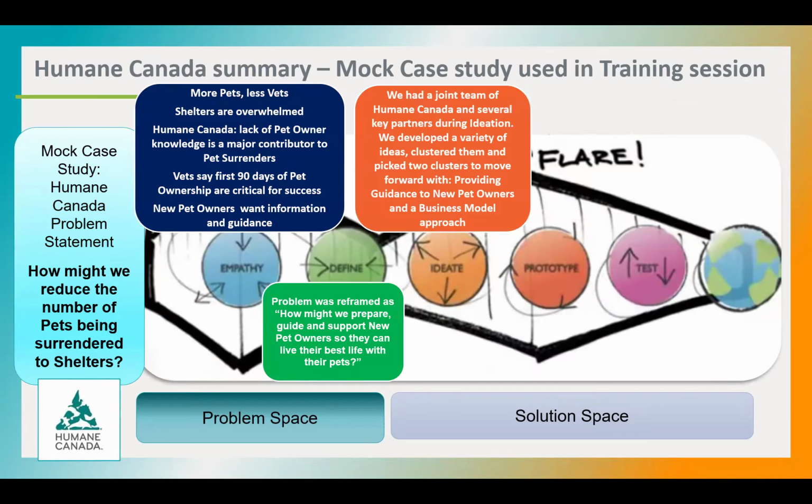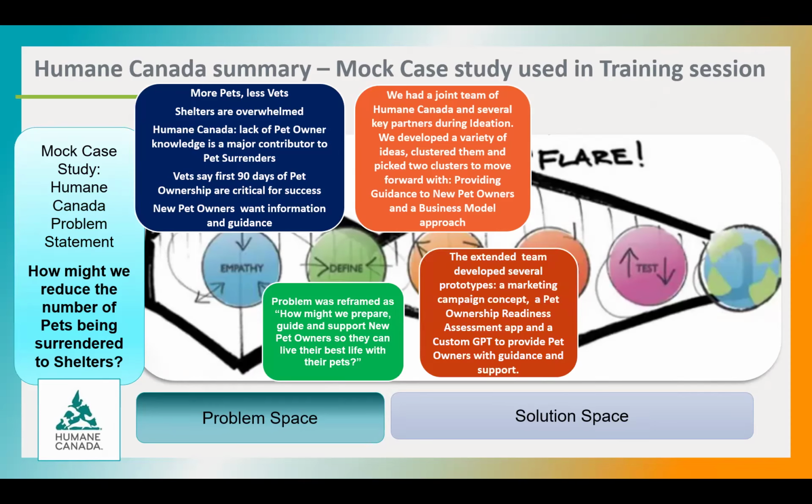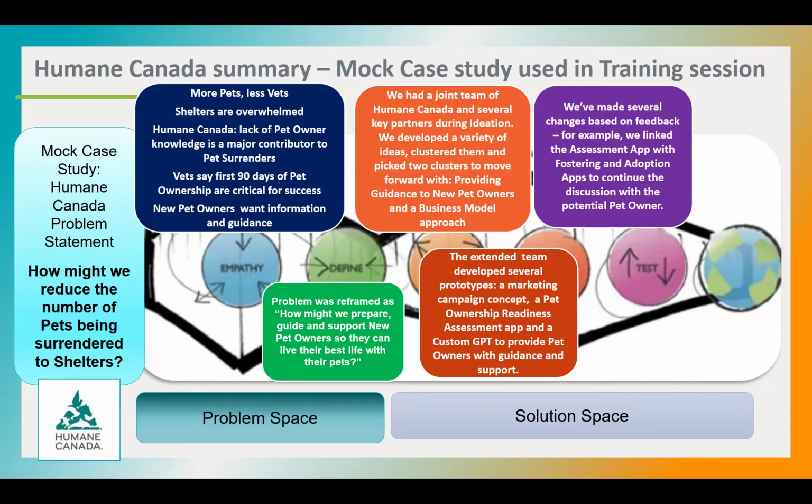The problem was reframed as how might we prepare, guide, and support new pet owners so they can live their best life. We had a joint team of Humane Canada and several key partners during ideation. We developed a variety of ideas, clustered them, and picked 2 clusters to move forward with: providing guidance to new pet owners and a business model approach. And then we developed a few prototypes: a marketing campaign concept, a pet ownership readiness assessment app, and a custom GPT to provide pet owners with guidance and support. We've made several changes based on feedback. For example, we linked the assessment app with fostering and adoption apps to continue the discussion with the potential pet owner, and we're ready to go.